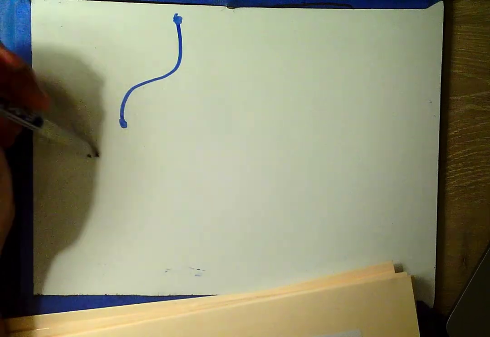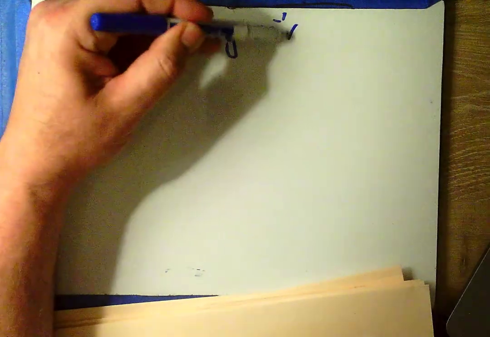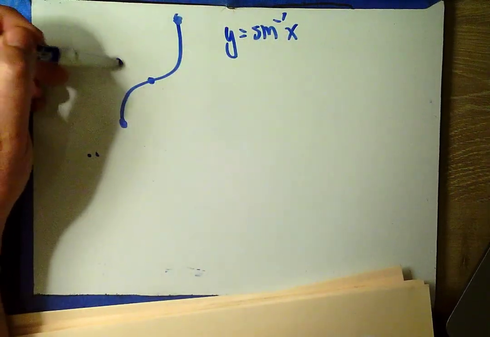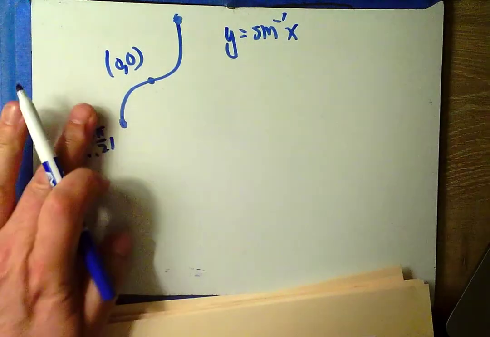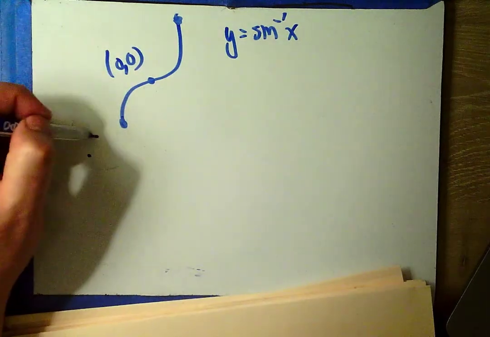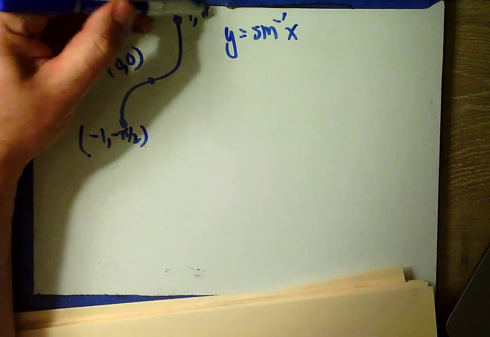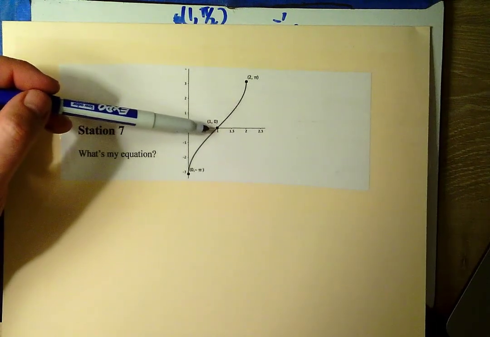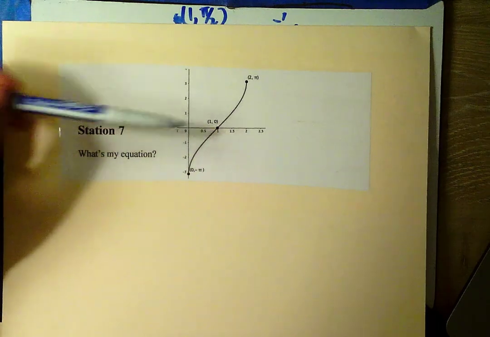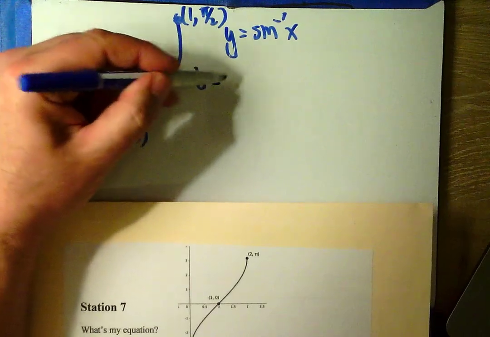In fact, what I remember this being the shape for is y equals sine inverse of x. Remember, sine inverse of x is normally at (0, 0). This is normally at (negative 1, negative pi over 2), and (positive 1, positive pi over 2). Well, let's take a look at our graph. Okay, I notice my (0, 0) point is now at (1, 0). So I think I've shifted the graph to the right one. I think my b value equals 1.